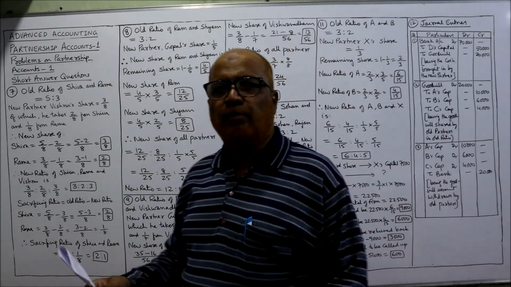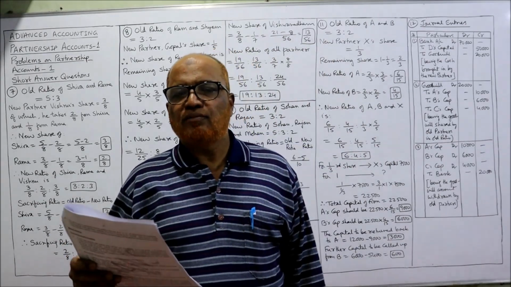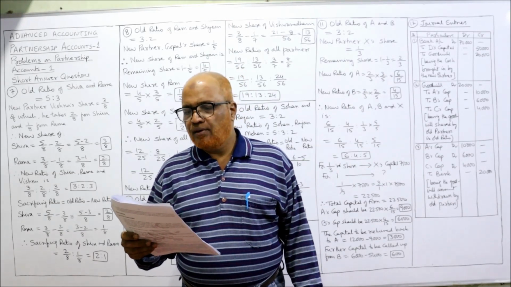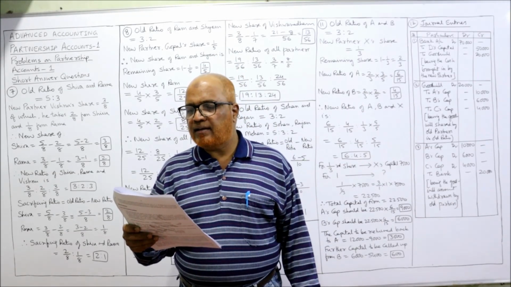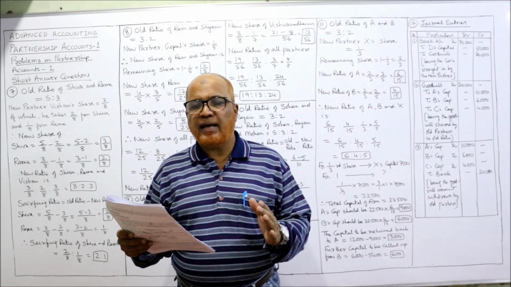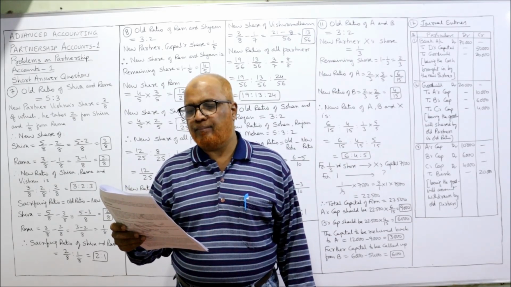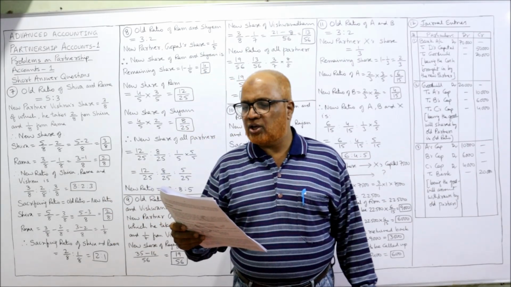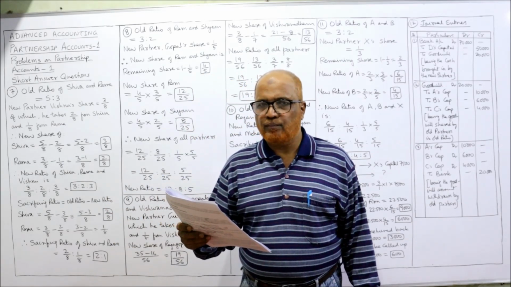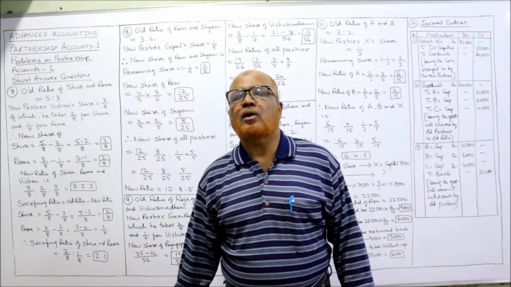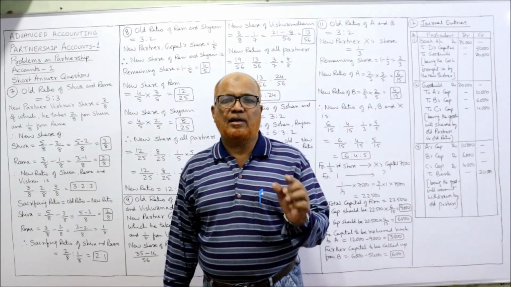Now, see the 7th problem. Shiva and Rama are sharing profits in the ratio of 5:3. Vishnu is admitted with 3/8 share, of which he obtained 2/8 from Shiva and 1/8 from Rama. Find the new profit sharing ratio of Shiva, Rama and Vishnu and sacrificing ratio. So this is the first problem in which we are going to calculate the profit sharing ratio.